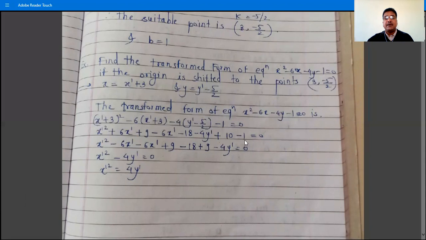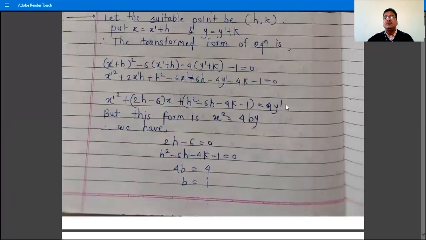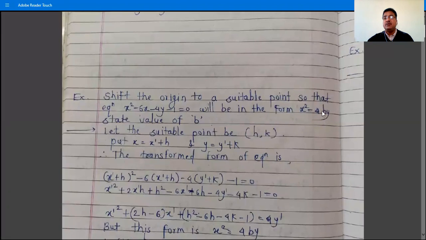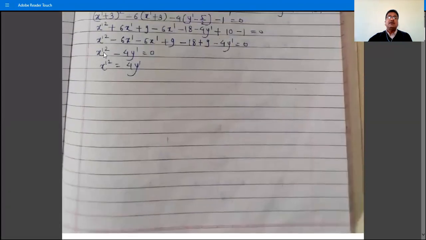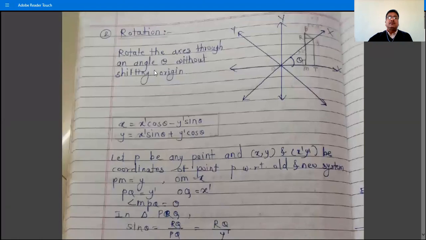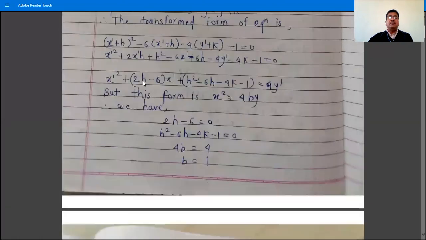And after simplification, we have the answer x dash square is equal to 4y dash. We have this answer, x square is equal to 4by, where b is 1. That is, we have the answer x dash square is equal to 4y dash. So this is about the translation, meaning the shifting of origin.